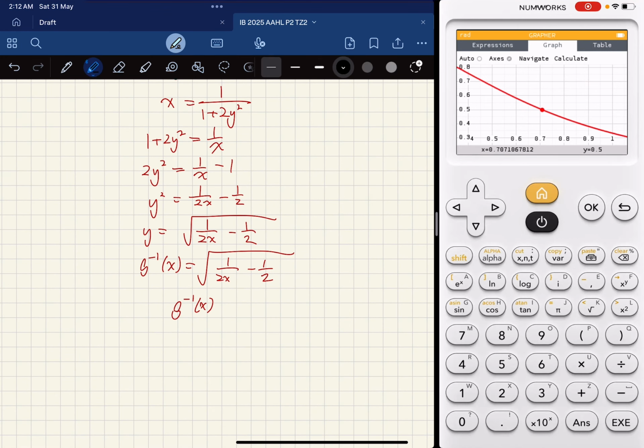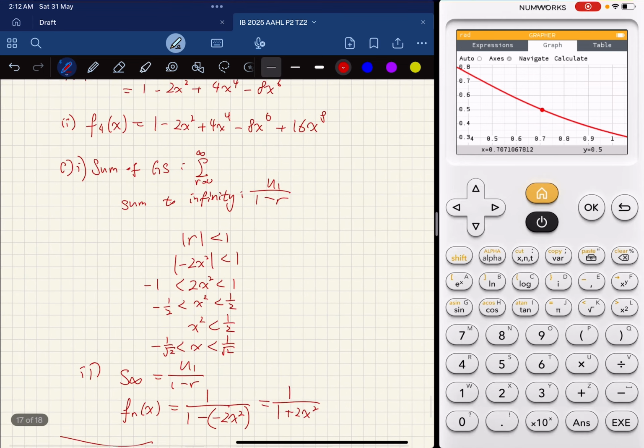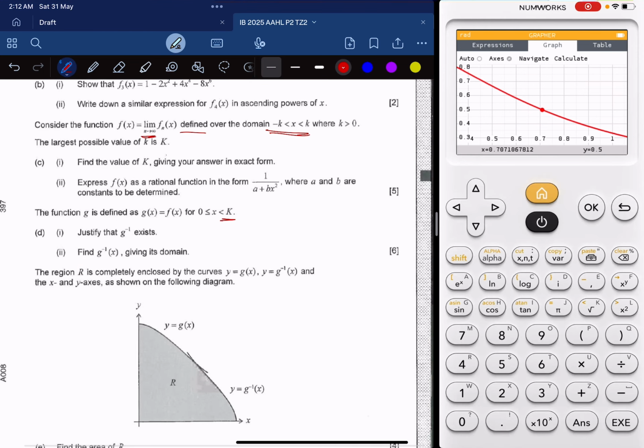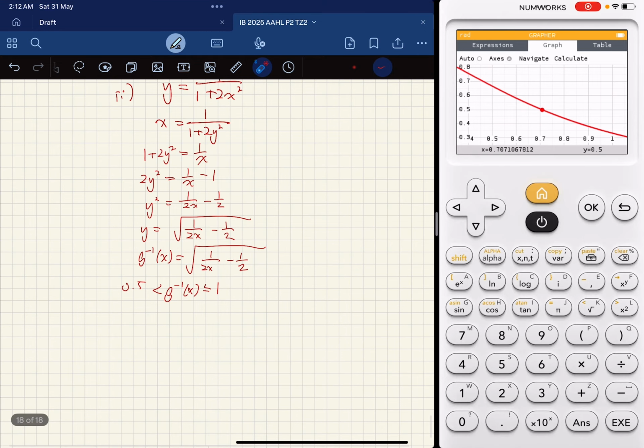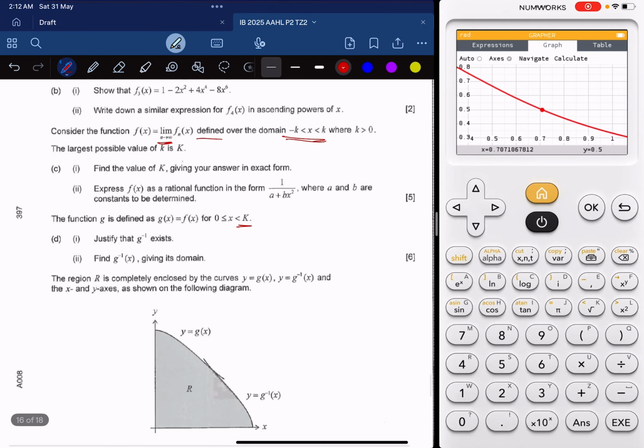So let me try again. It'll be between 0.5 and 1, but allow 1. Because in the question here, we don't really allow equals to k, right? So we don't allow this point. This is actually a hollow circle point. We don't allow this point, but we allow this point. So it's anything between 1 and 0.5, but doesn't include 0.5.